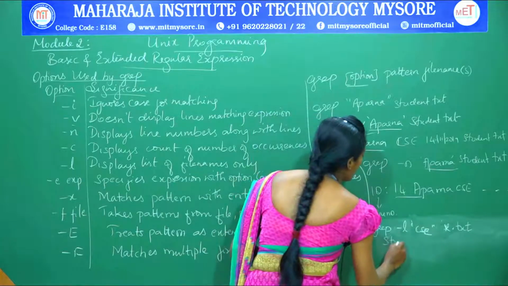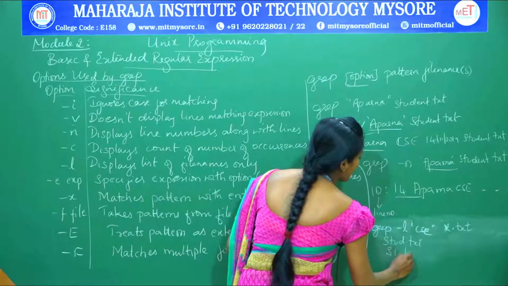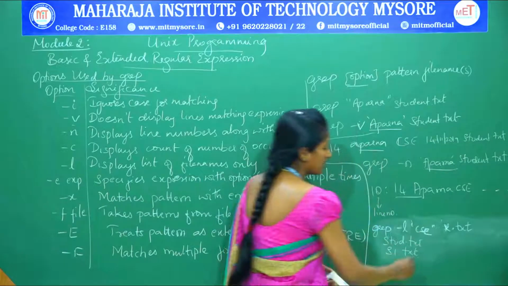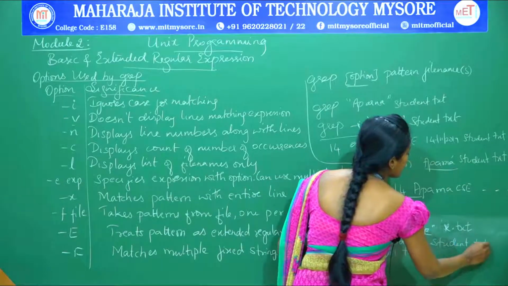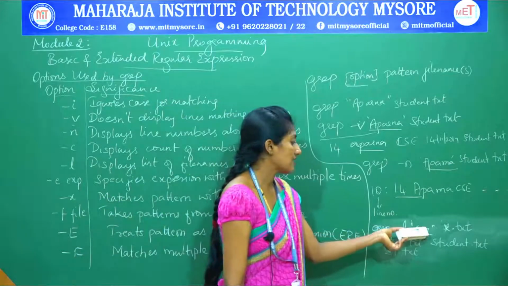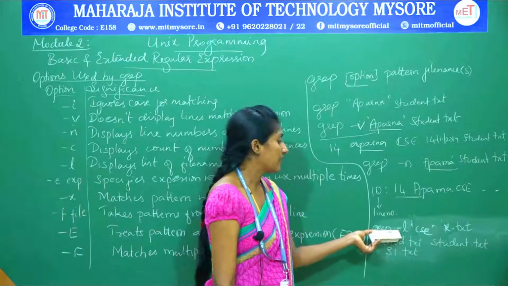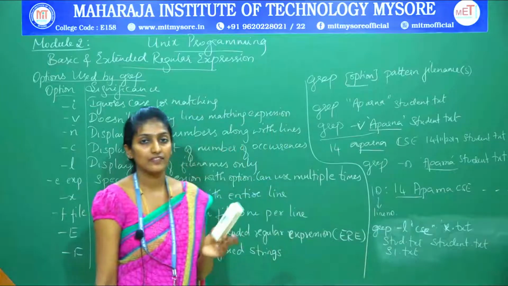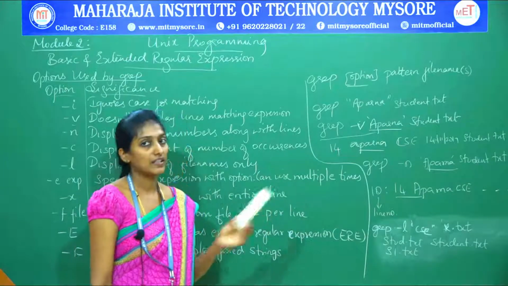Assume now that in stud.txt I have the CSE pattern, in s1.txt I have this CSE pattern, and in student.txt I have this CSE pattern. So these file names will be listed out, in which the CSE pattern is provided. -l is always used for displaying the file names wherever that pattern has been provided in multiple files.